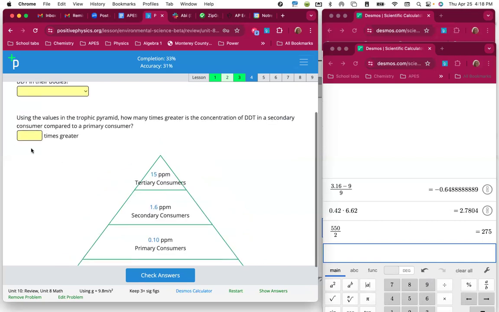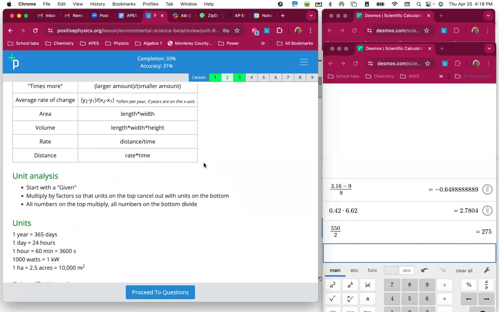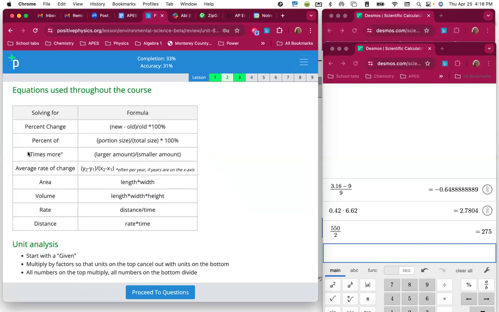And then this is a type of question that comes up sometimes. How many times greater is one value compared to another value? And I believe I have that on the lesson section. This times more when you're solving for it, you're looking at the larger amount divided by the smaller amount.